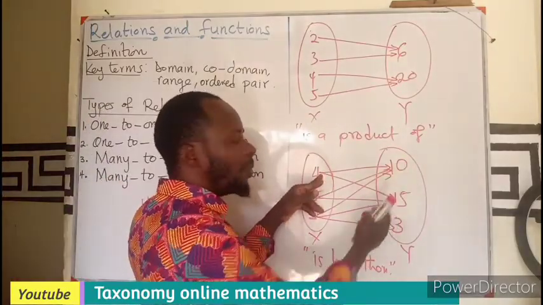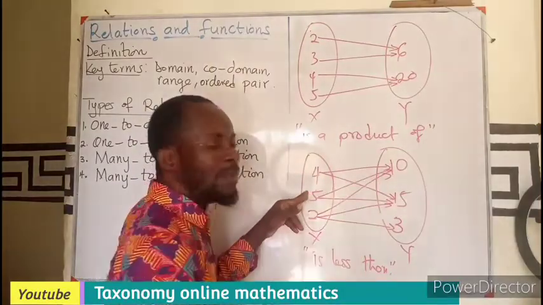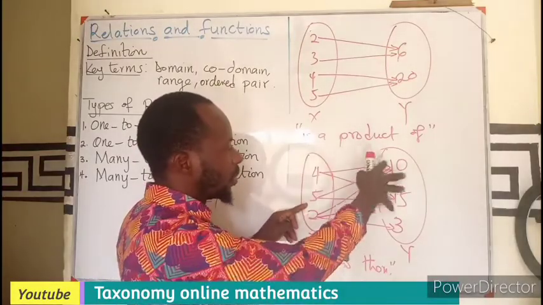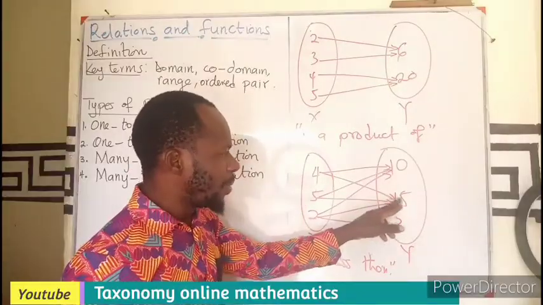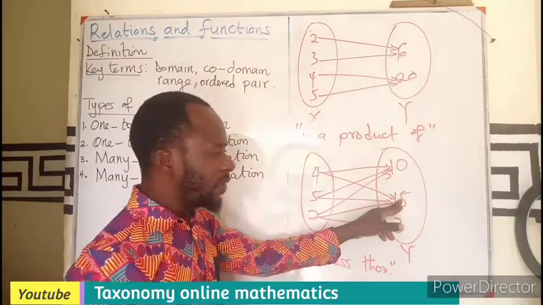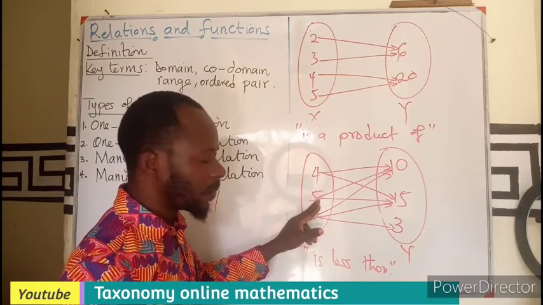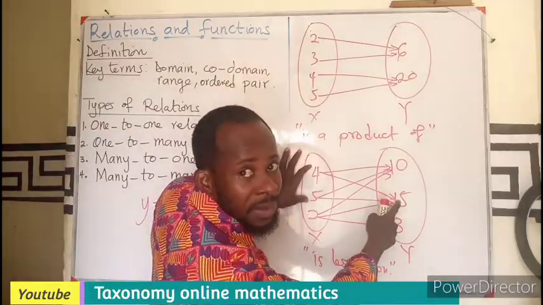4 is having 2 elements, so I can see 1 to many there. 5 is having 2 elements, 1 to many. 2 is also having 1, 2, 3, so it's 1 to many. But let me see 15. 15 is having 4 and 5, meaning many to 1.